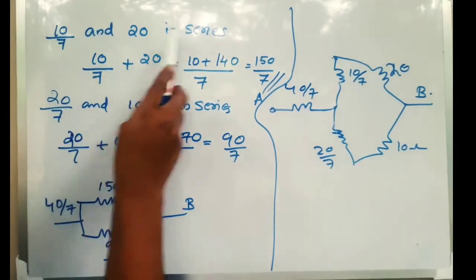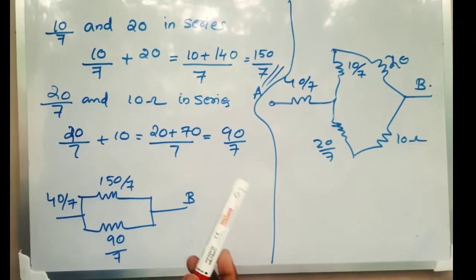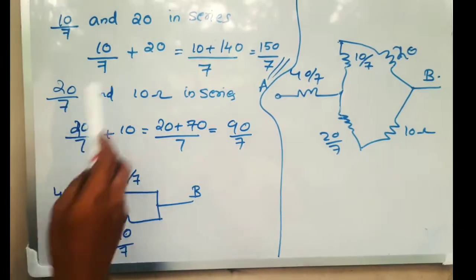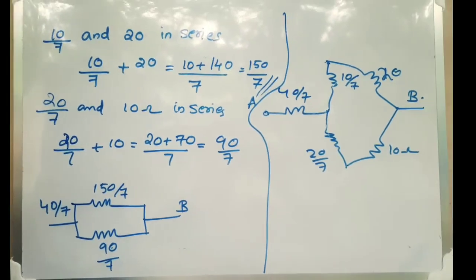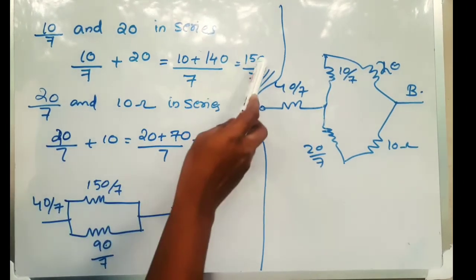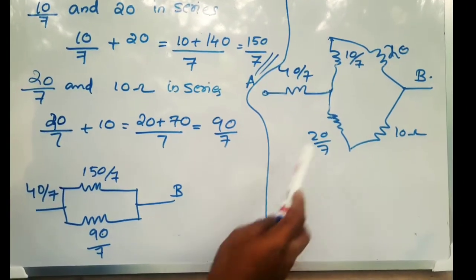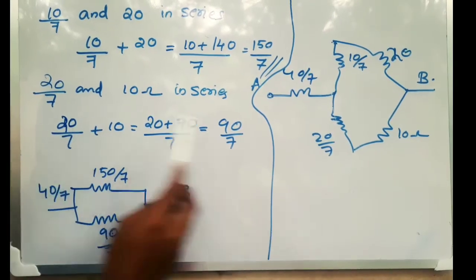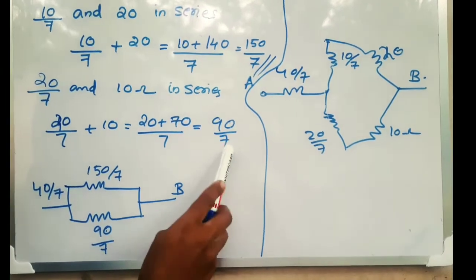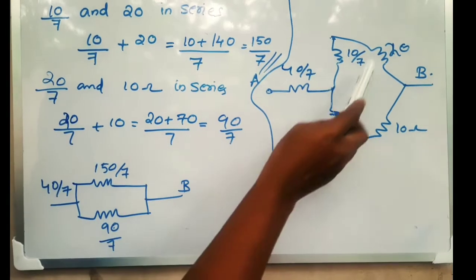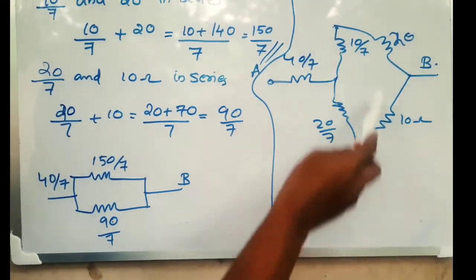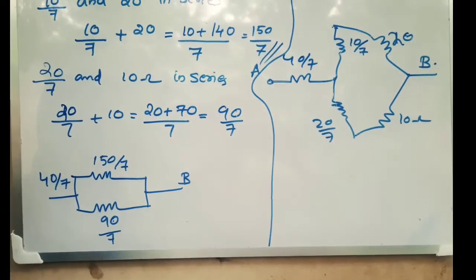10 by 7 ohm and 20 ohm come in series. While resistors are connected in series, the equivalent resistance is given by the sum of those resistances. So 10 by 7 plus 20 equals 150 by 7 ohm. This branch contains two series resistors, 20 by 7 and 10 ohm. While calculating the equivalent resistance, we got 90 by 7 ohm. Both resistances 150 by 7 ohm and 90 by 7 ohm are connected in parallel.